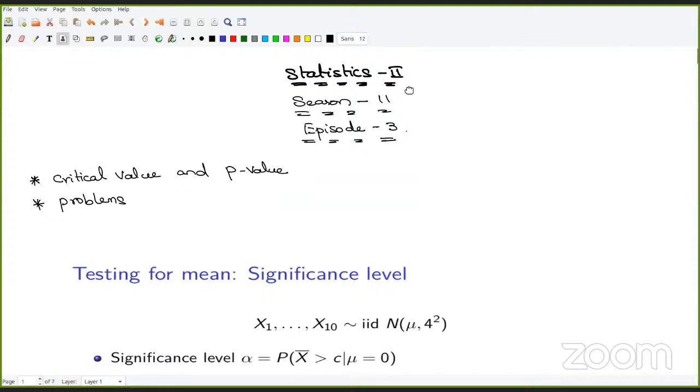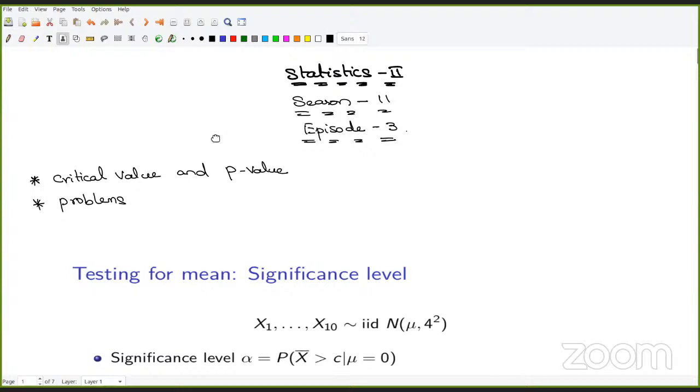So welcome. This is season 11 and episode 3. I said episode 3 because today we are going to do the continuation of the two episodes before. So there are two sessions that happened before this session, and after that second session, this is the third session we are going to have in week 11. We will slowly start the session so that people can join.